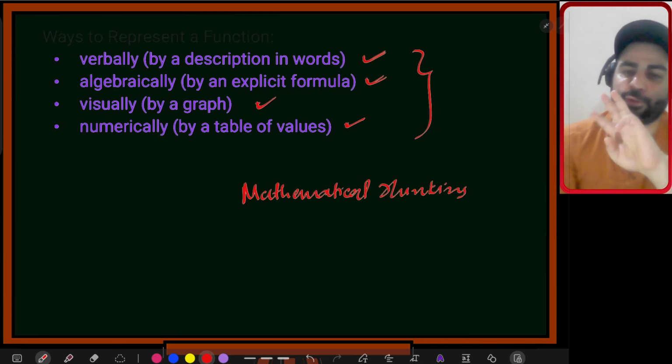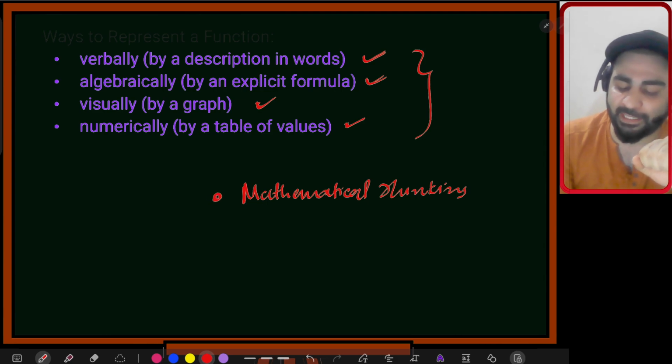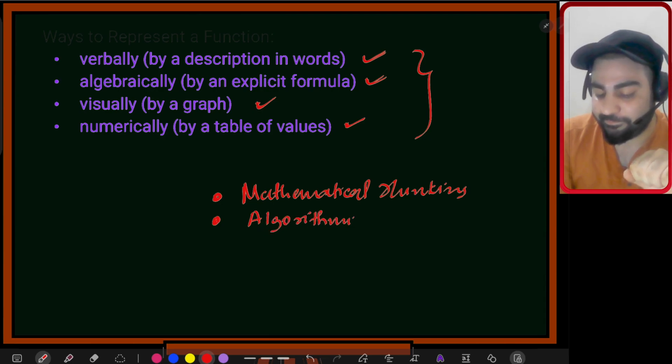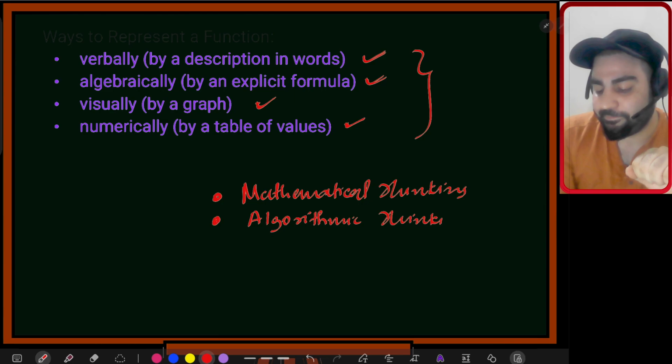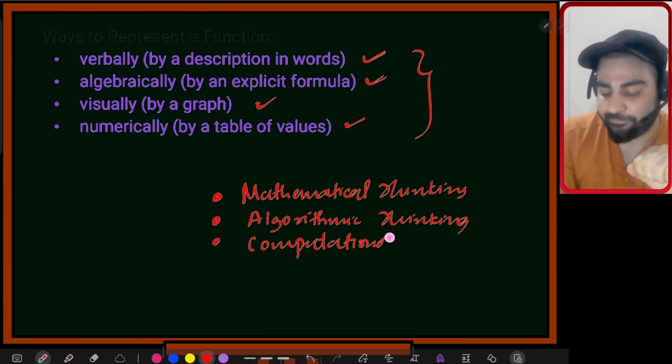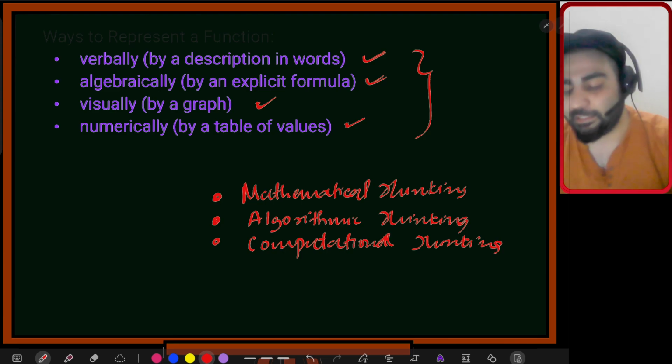Three thinkings I want you guys to have. The first thing is mathematical thinking. The second thing I want you guys to have is algorithmic thinking. And last I'll say you should have computational thinking. So I'm clear. Am I clear with this mathematical thinking, at least for now?